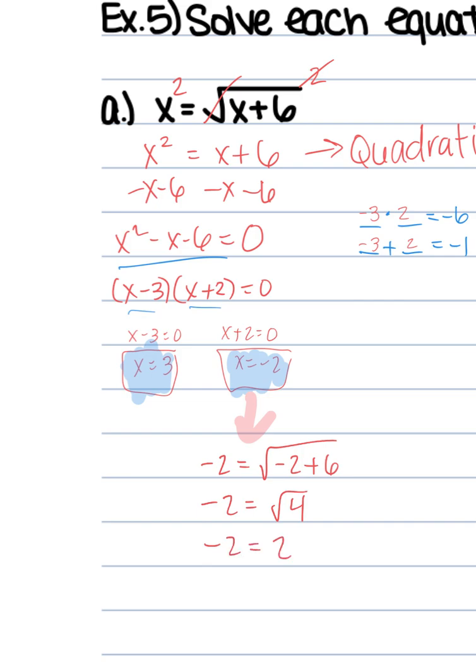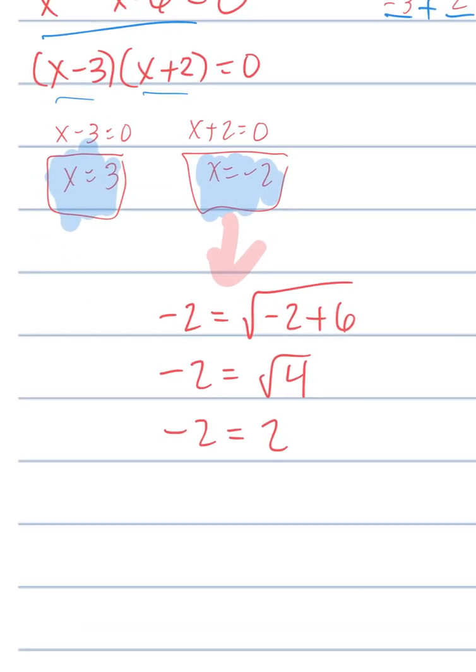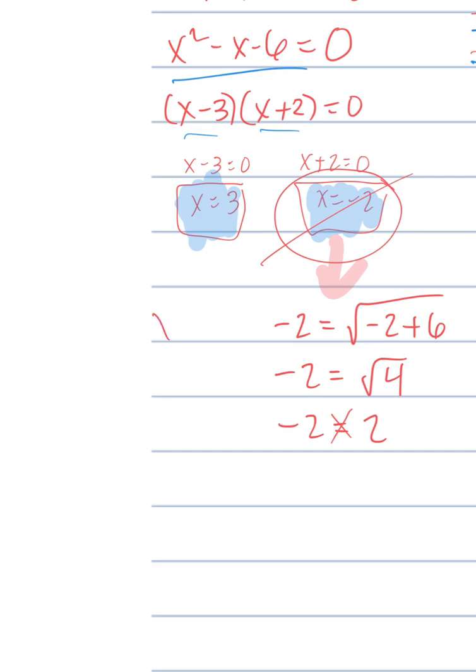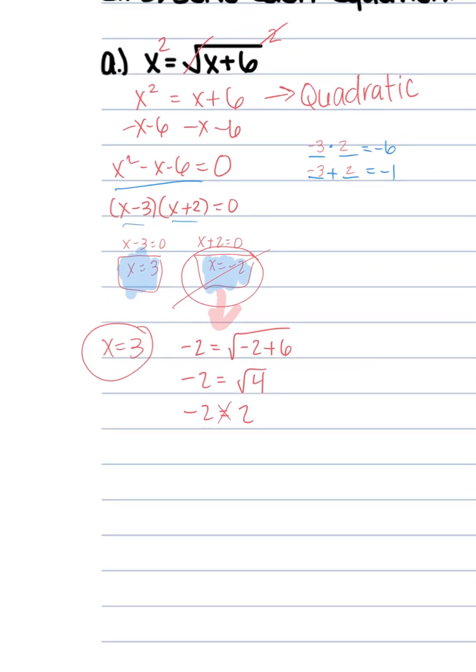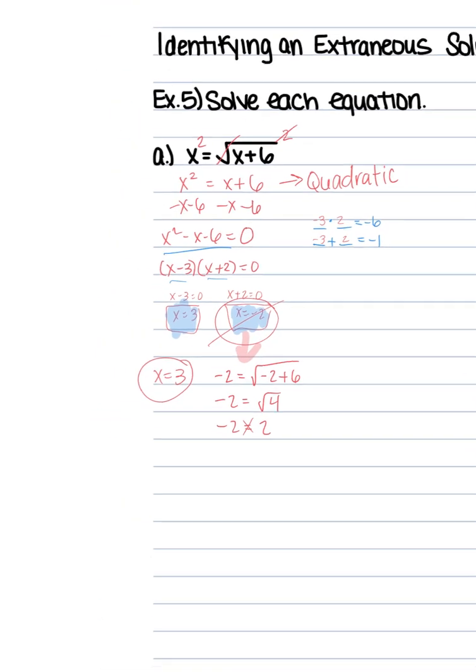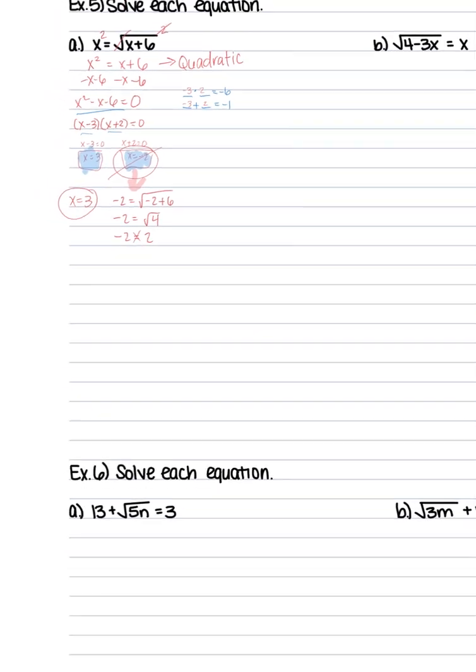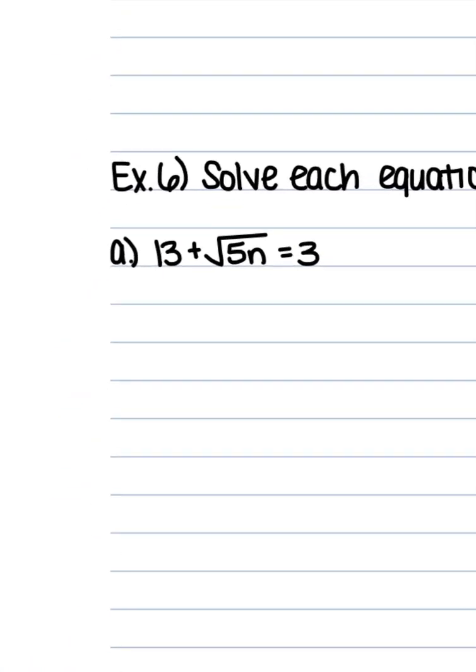Now, it doesn't take a genius to recognize that negative 2 is not the same as 2. So this is your extraneous solution. You'd circle this, cross it out, and your only answer that's not extraneous is x equals 3. That should be the only one that you write down. If you write down both and you don't check for extraneous, you're losing points, peeps. Points that you can totally get. Okay, we're going to do one more problem and then we're finito.